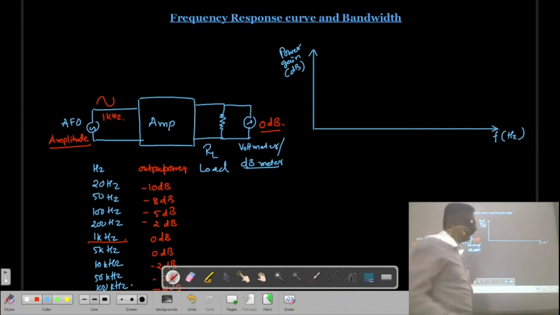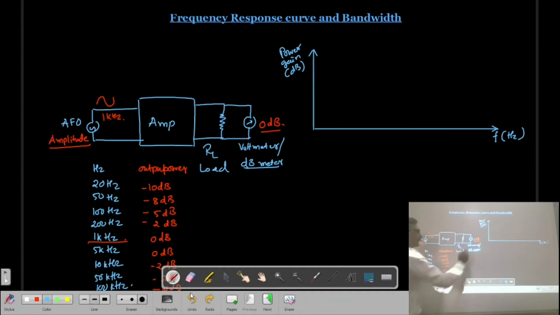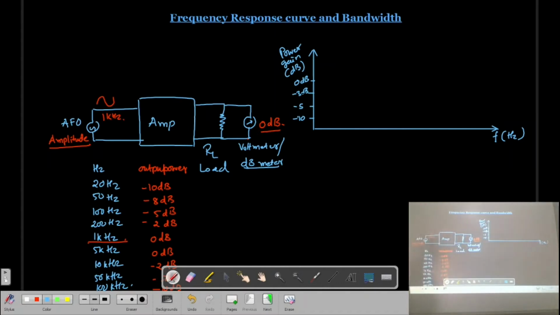Now remember, in this case, the maximum power gain is 0. So let us say this is representing 0 dB, and somewhere here, this is my 0 dB. You can have minus 10 dB, minus 5 dB, and here you can have minus 3 dB. Right? And on the x-axis, the frequency is there.